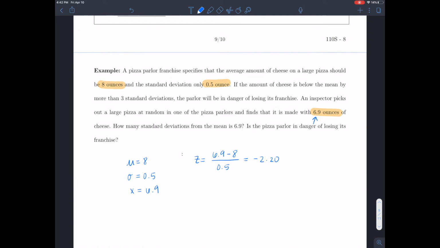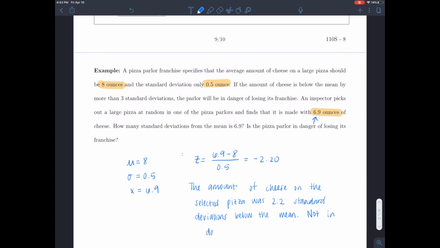So the interpretation that we're getting here is that the amount of cheese on the selected pizza was 2.2 standard deviations below the mean, which means that the pizza parlor is not in danger of closing. So not in danger of closing.